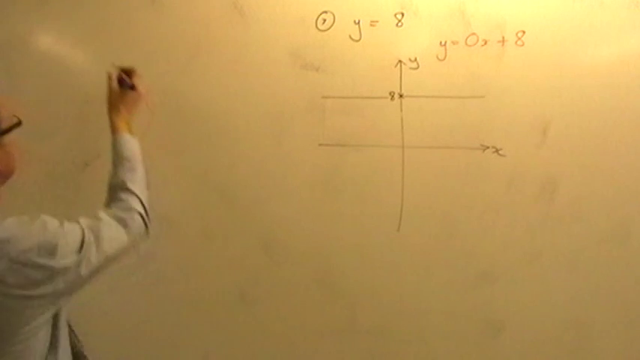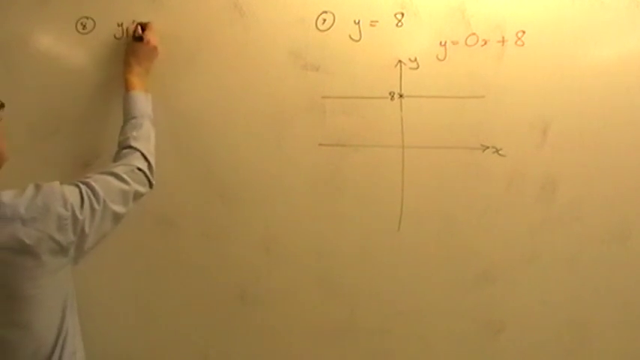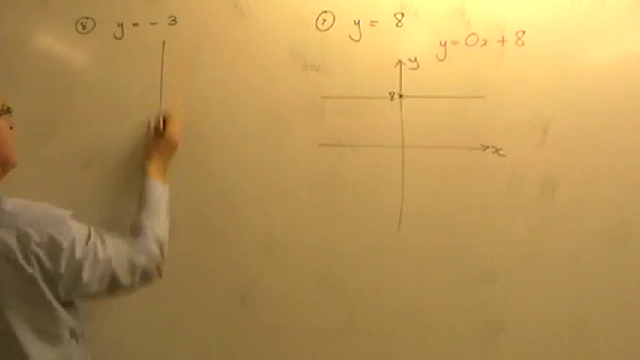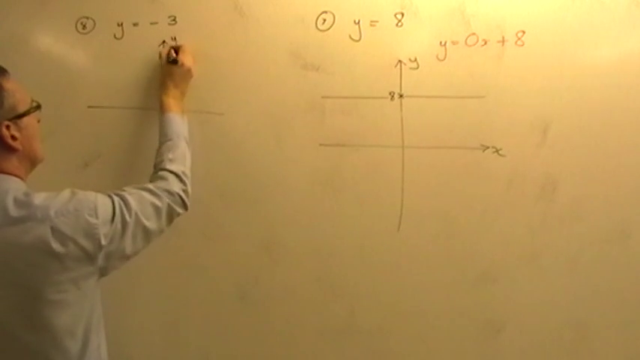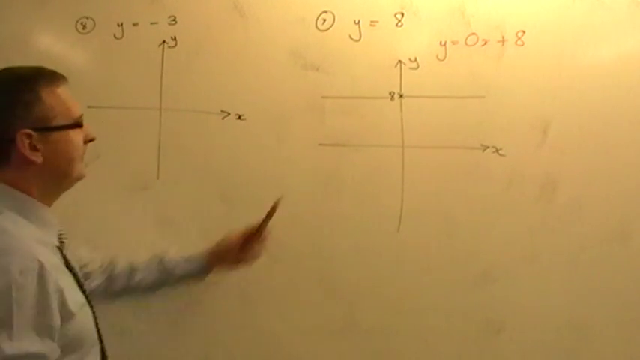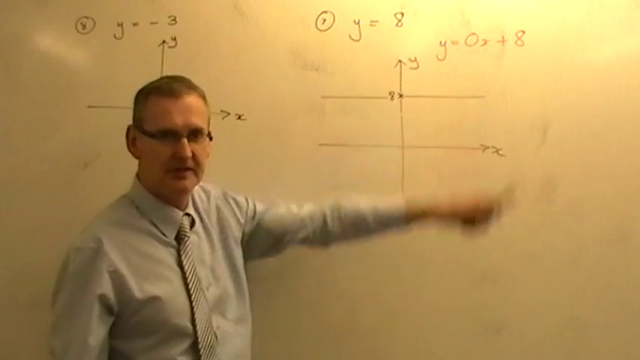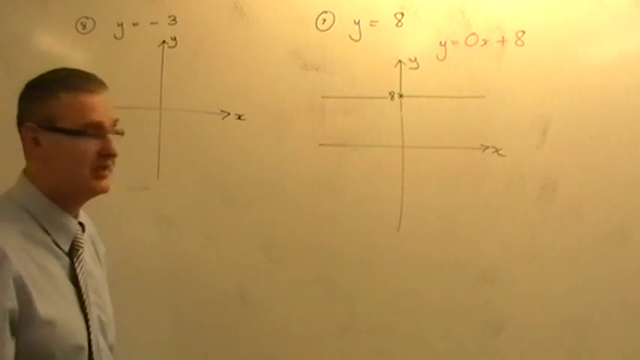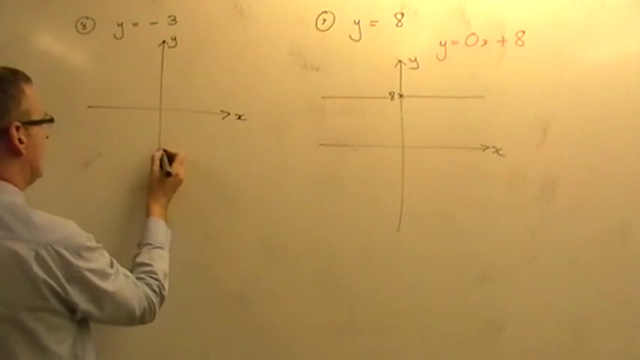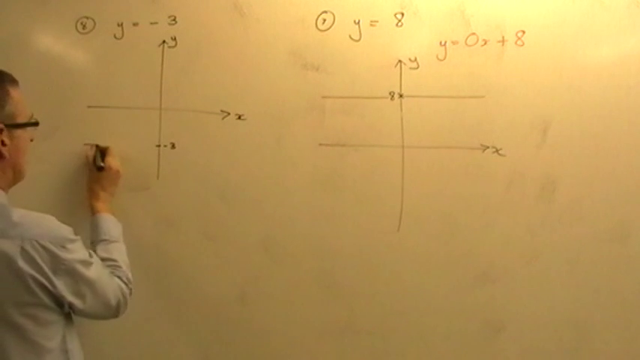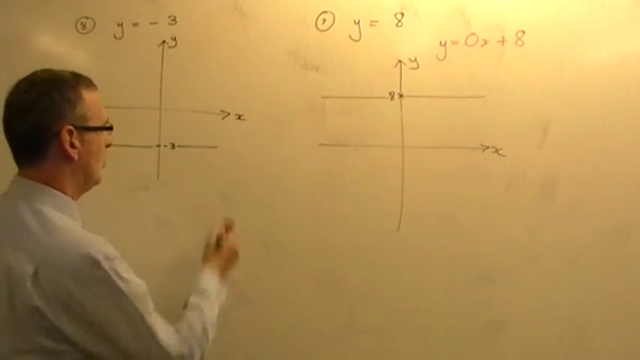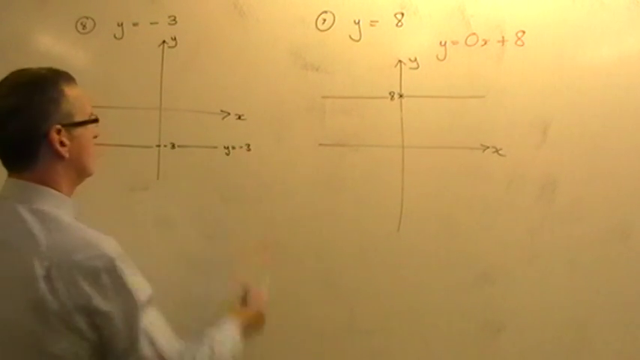Okay, so if I did question number 8, if I gave you y equals minus 3, this is the sketch of that. Y and x. It's got a 0 slope, it's got no x's. You just go to minus 3 on the y-axis and you draw a horizontal line. That's the line y equals minus 3.